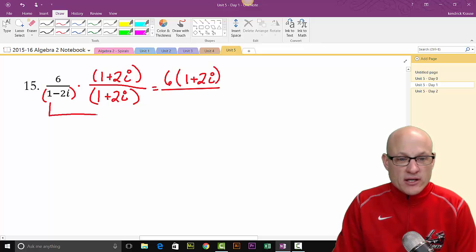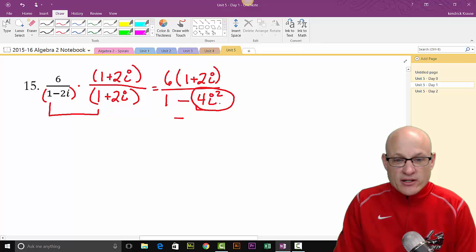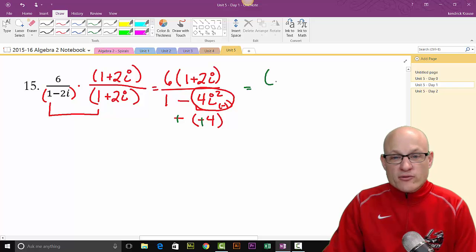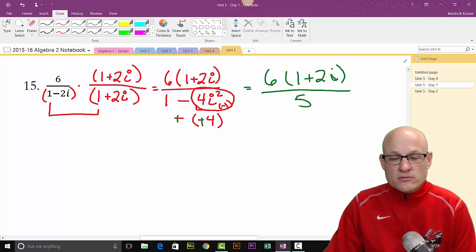All right, multiply these together, I get 1. It's always minus, and then it's 4i squared. But remember, this is minus, and again, multiplying by i squared just changes the sign, because this is negative 1 right here. So this really becomes minus negative 4. Well, minus negative 4 is really plus 4. So my numerator is 6 times (1 plus 2i), all over 5.